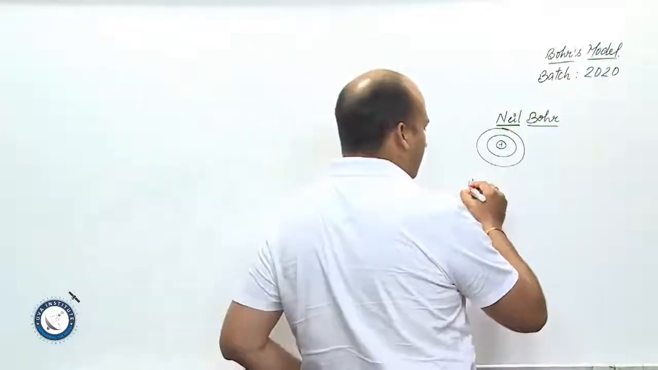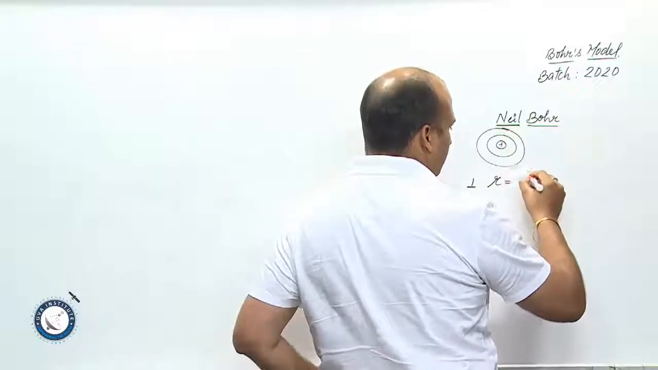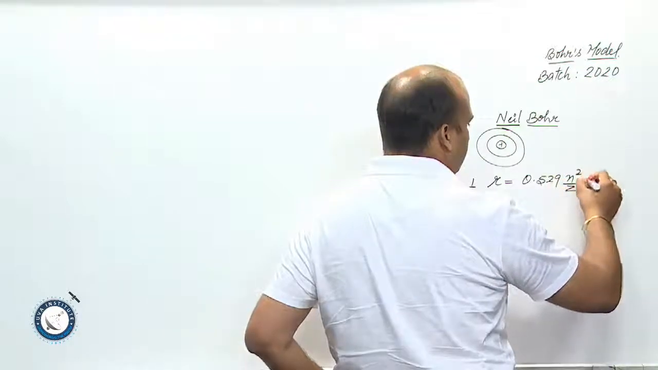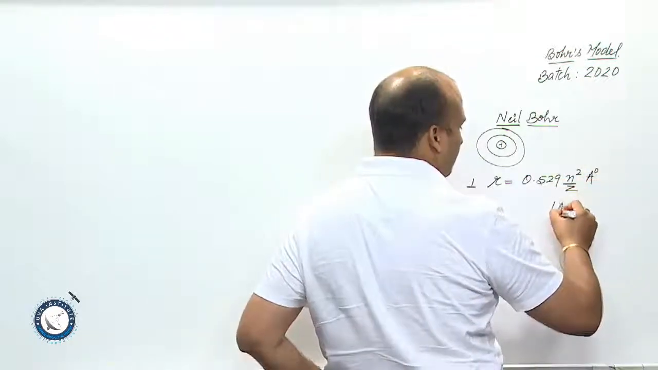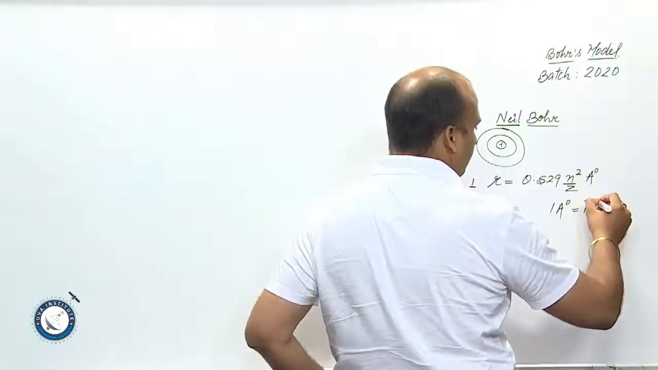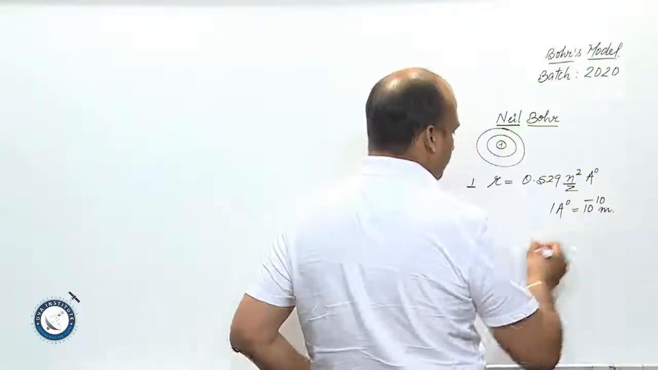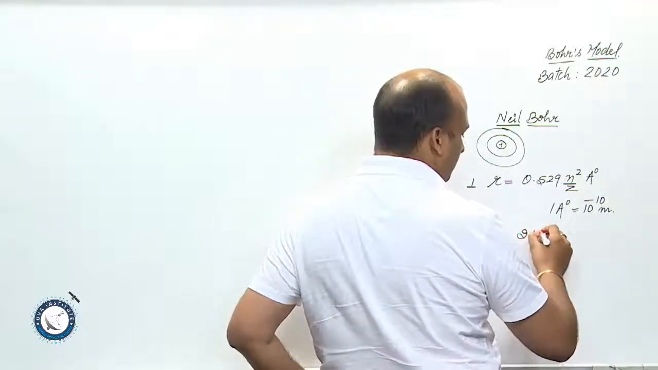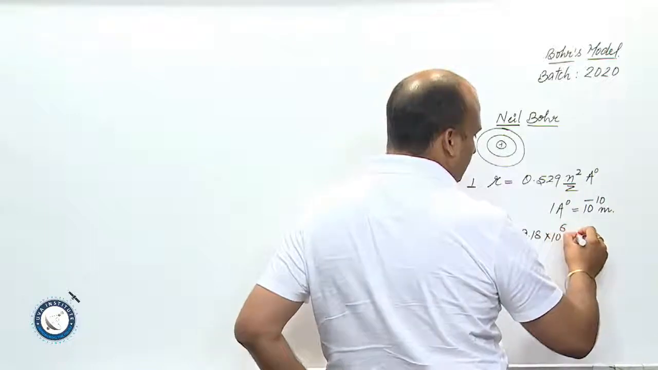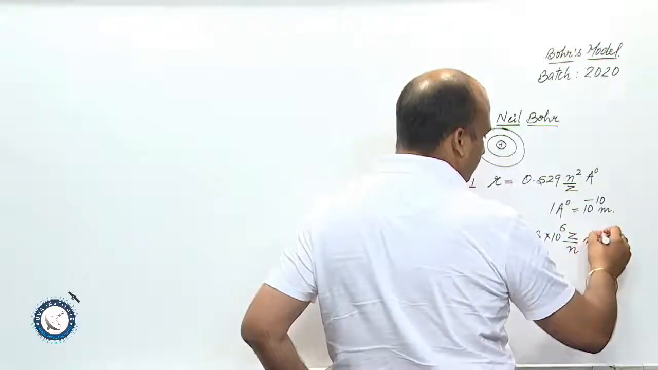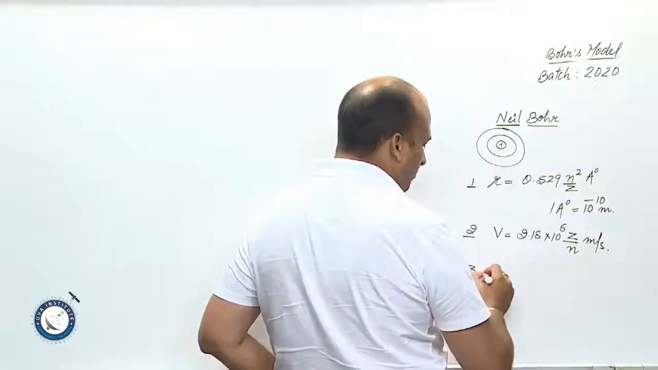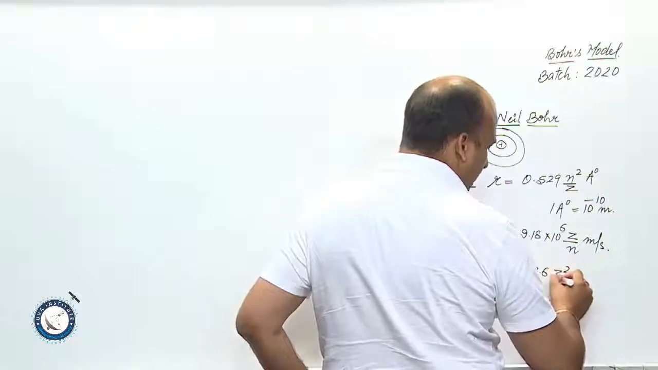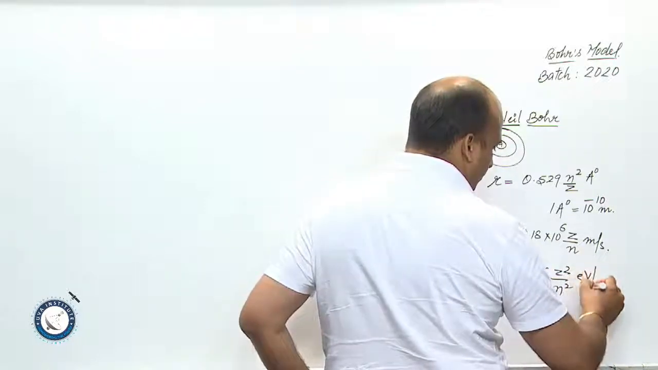First was for radius, which is given by the formula 0.529 n square by Z angstrom, where 1 angstrom is 10 raised to power minus 10 meters. The second formula that he gave was of velocity, which is 2.18 into 10 raised to power 6 Z by n meter per second. And the third formula that he gave was for energy, which is minus 13.6 Z square by n square electron volt per atom.